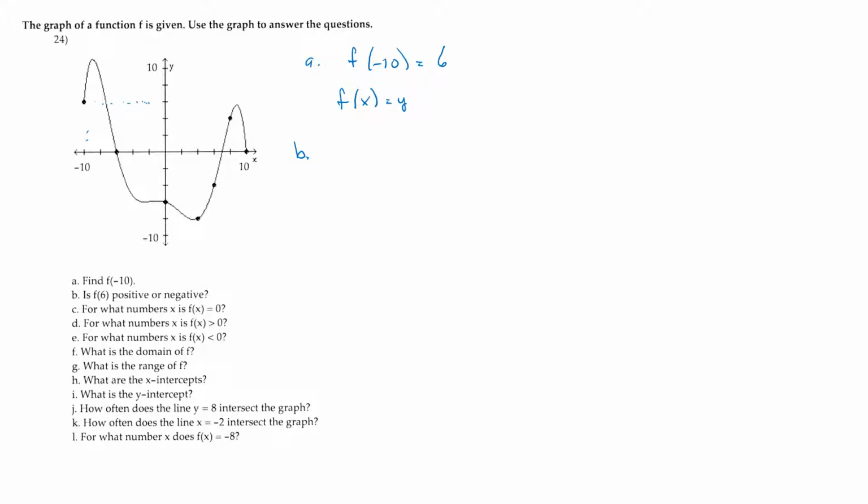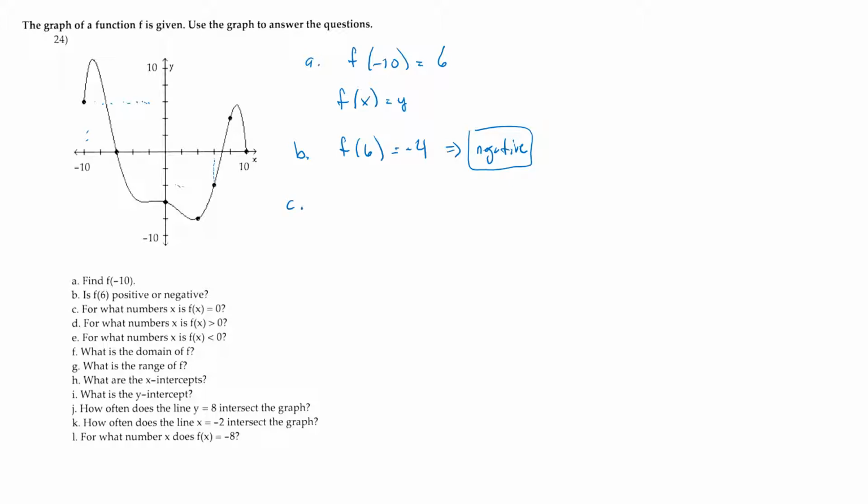Is f of 6 positive or negative? Well, at x equals 6, it looks like the y-coordinate is negative 4. So f of 6 is negative 4. And that's, of course, a negative number. So the answer to part B is negative.